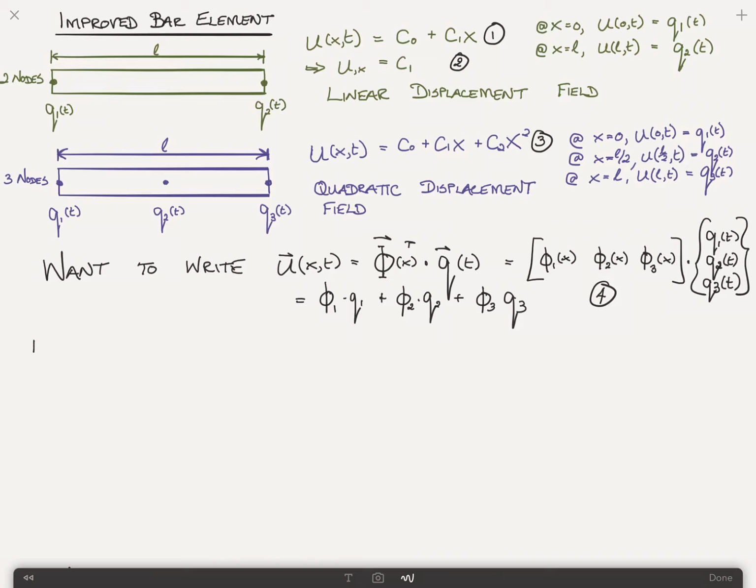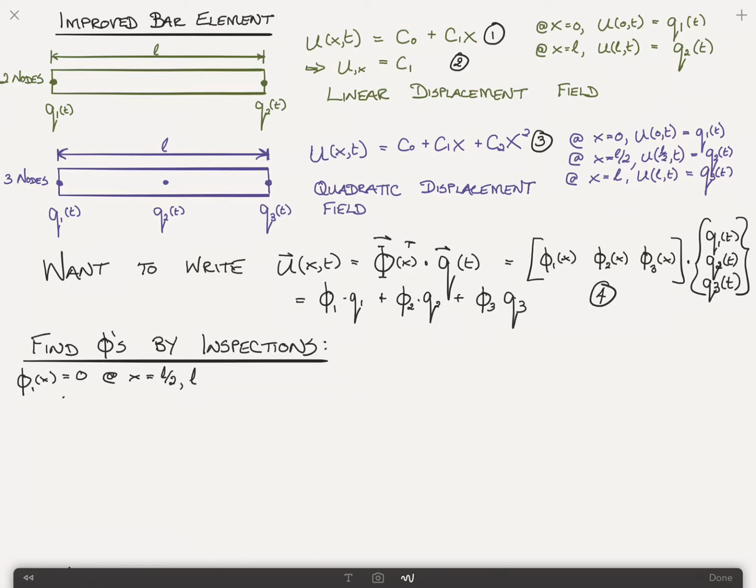All right, so what we'd like to do is find the shape functions, we'll call them phis, by inspection. Once I show you how to do this, you'll probably never opt for the other method again. So we know that phi1 of x is equal to 0 at x equals L over 2 and at L, and it's equal to 1 at x equals 0.